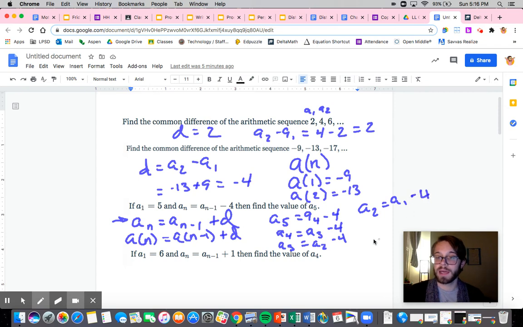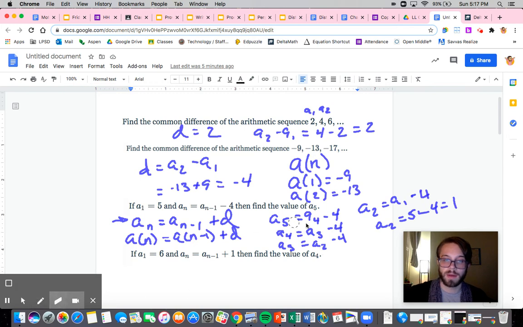Luckily, I do have A1. It's 5. So I'm just going to plug that in. A2 is equal to 5 minus 4, which is 1. Now I'm going to plug that in. So A3, I'm going to erase that.